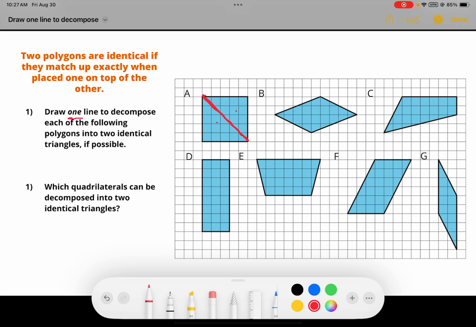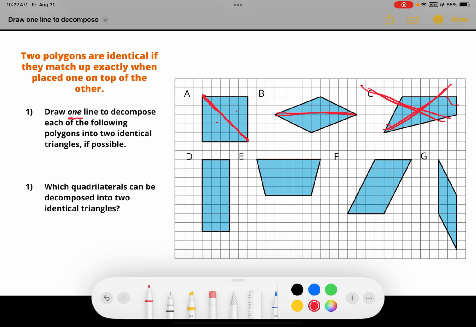Some of them are a little bit trickier than others, but I could split it here, it looks like. And then if I rotated it the right way, they could match one on top of the other. Here, since the opposite sides are not the same, these angles are not the same as each other, it's not going to work. So I'm not going to pick that one.